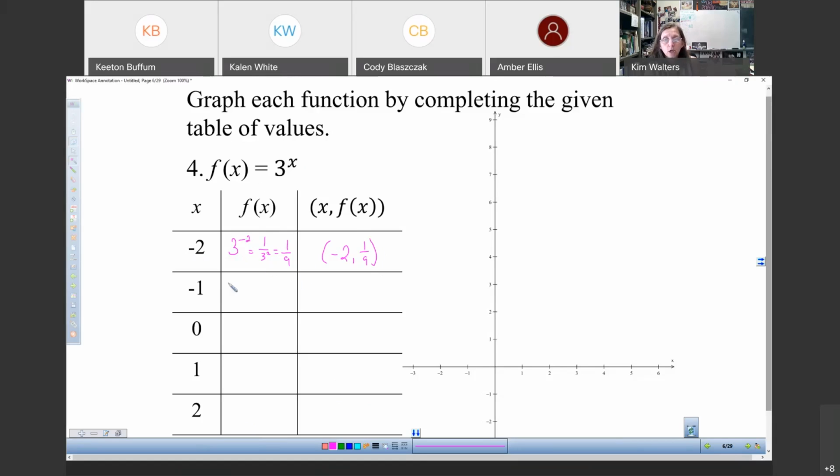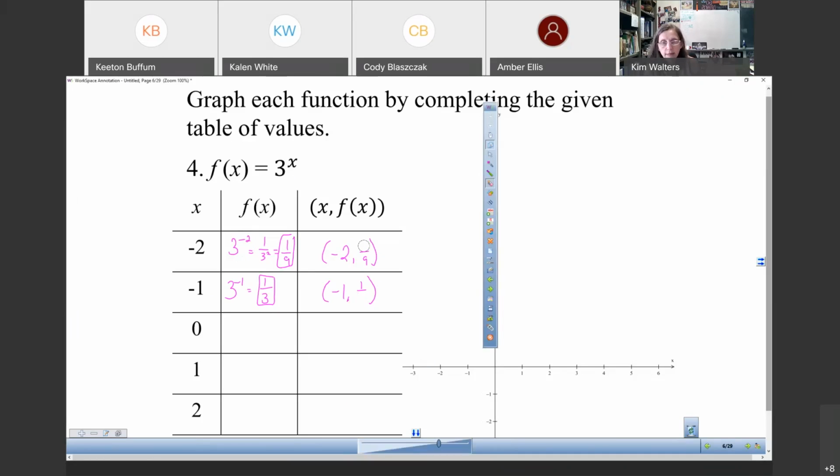So we'll do the next one here. We have 3 to the negative first power if x is negative 1, which is the same thing as 1 over 3 to the positive first, which is 1/3, okay? So here is my answer for f of x, this one. This is my answer for f of x here. And so my ordered pair is going to be negative 1, positive 1/3, all right? All right, so reminder that anything raised to the 0 power is 1. So when x is 0, I have 3 to the 0 power, which is going to be 1. So I have the point 0, 1.